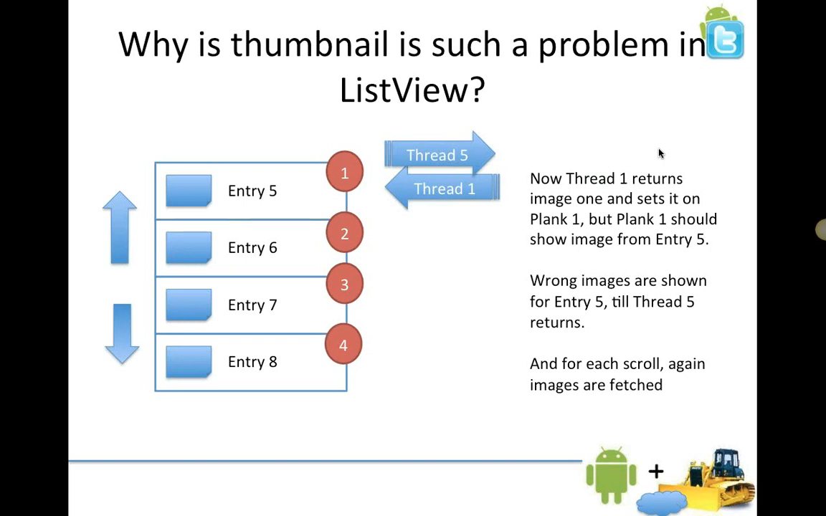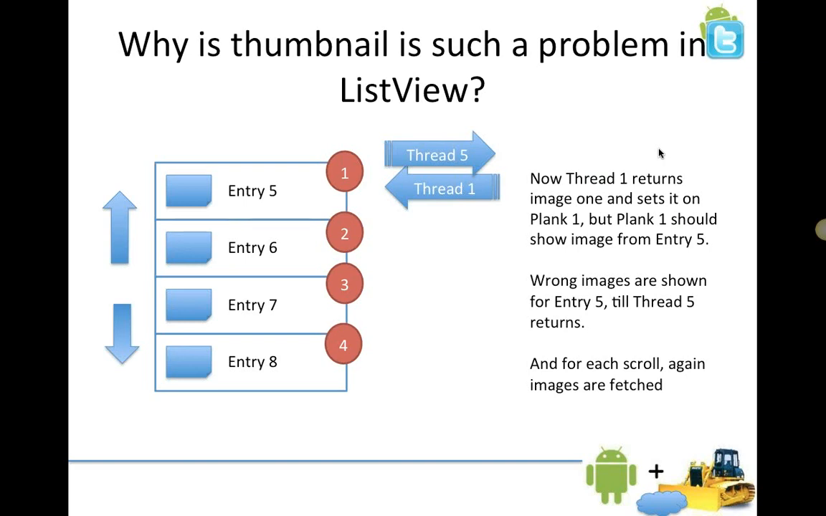So I see a wrong icon being shown in a wrong way. Ultimately, things correct out because the other thread will asynchronously come and show it. But if two threads race and they show up at different positions, then you will obviously end up showing the wrong image in the list view. I'm talking about all the problems which you will face when you're creating an application like Twitter, which is a common problem.